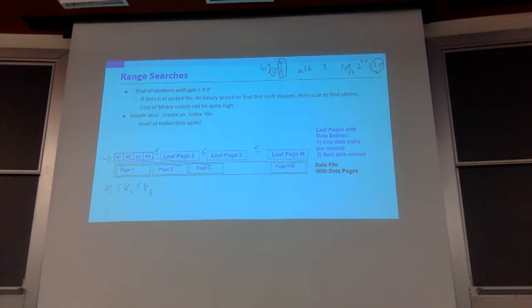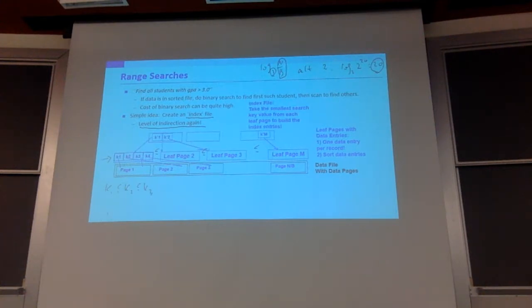So suppose each of them takes you like 10 milliseconds, then this is 200 milliseconds, right? So it's really expensive. So how can you speed this up? The idea is that you can create an index file over the data entries, and you add one level of indirection again. So like this.